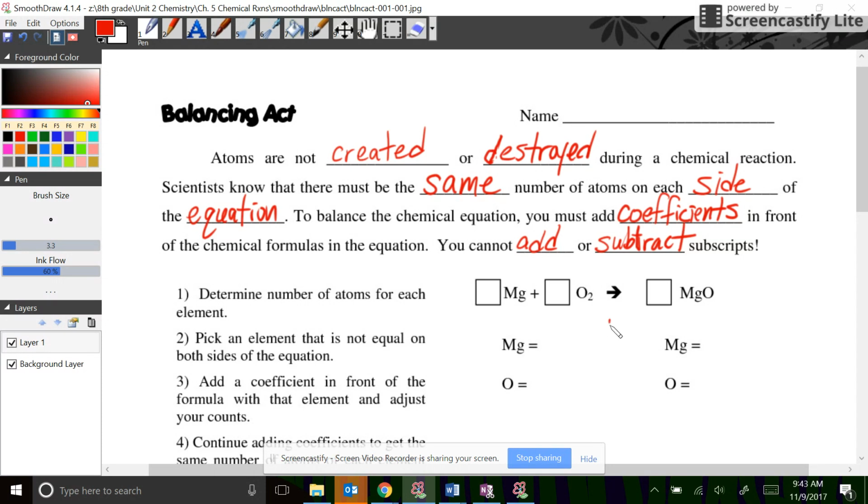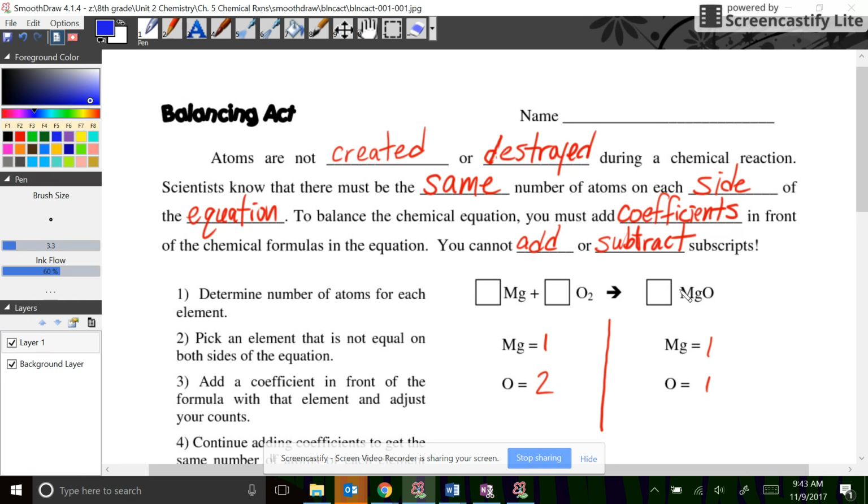So I'm going to draw a line separating the reactant side on the left from the product side on the right. Now let's count how many atoms I see of each element. So Mg, I see no subscript or coefficient, so that means I have one of those, and O2 means I have two of those. On the right-hand side, it looks like I just have one of each, one and one. Okay. Now, how do we balance it out? Because I have two oxygens on the left, but only one on the right.